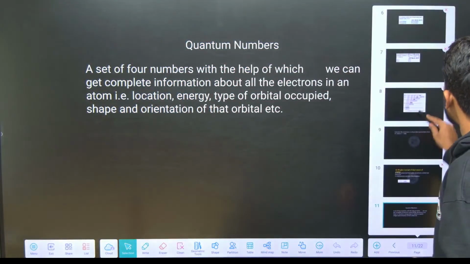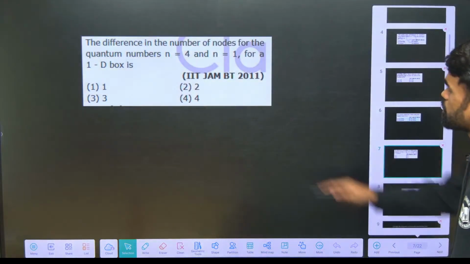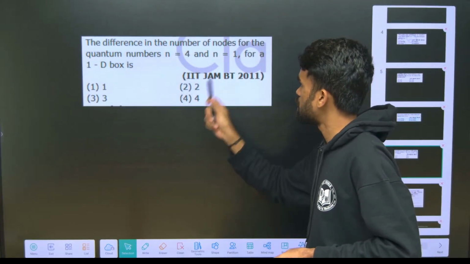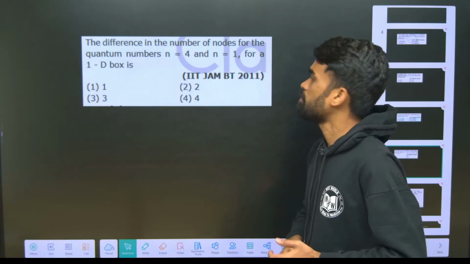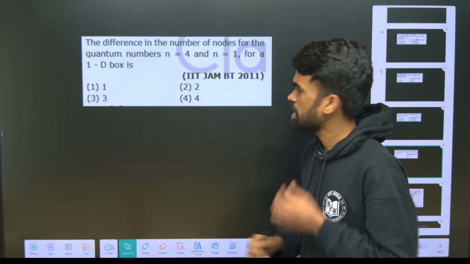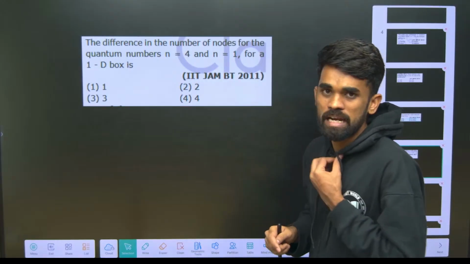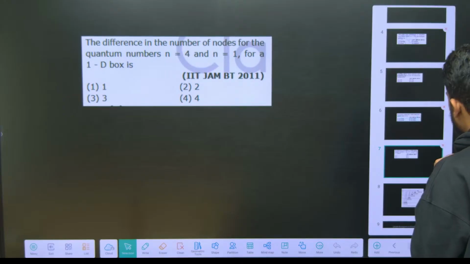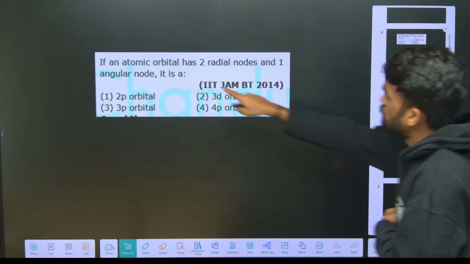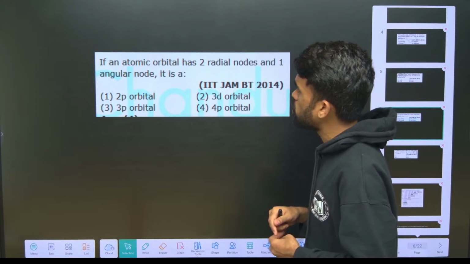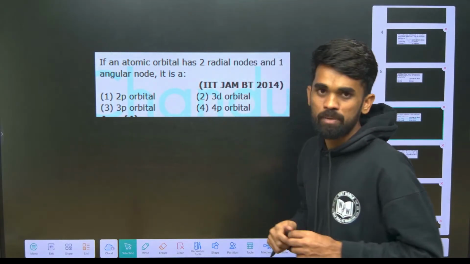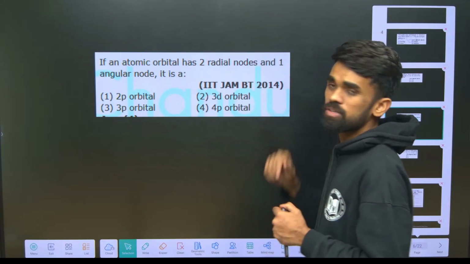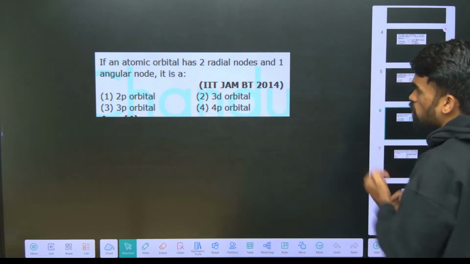Look here: total number of nodes for a given quantum number. They are giving some quantum numbers and asking how many nodes there are. This is an IIT JAM BT 2011 question. Similar to that we have one more question here: an atomic orbital has two radial nodes and one angular node, so which atomic orbital is it? This is a 2014 question, based on quantum numbers only.